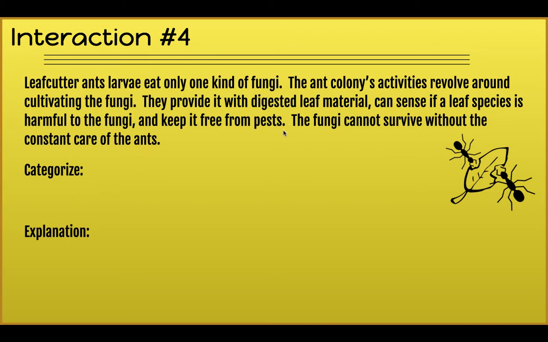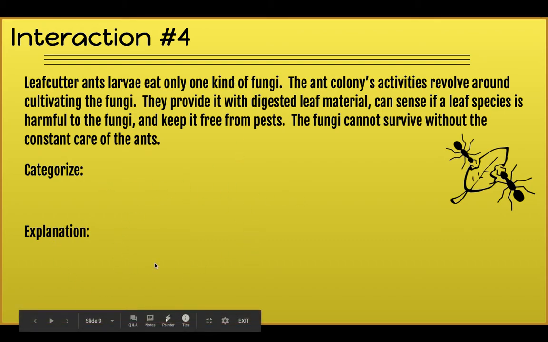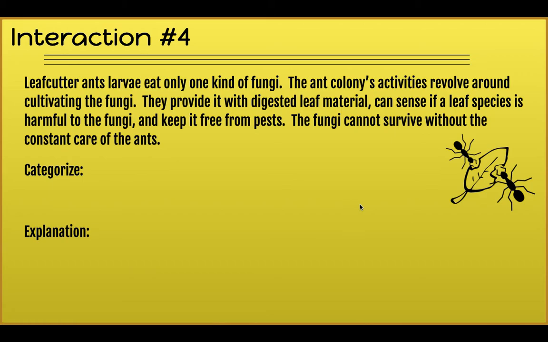And so when they do that, the fungi can't survive without the constant care of the ants. The only reason it's able to exist, this particular fungi, is because of the ants. So it sounds to me like it's mutualistic, right? It helps both the fungi and the leafcutter ants. They couldn't survive because it only eats that one kind, right? And then the fungi can't survive without the constant care of the ants. So that's mutualistic. Again, we just explained why. Okay.